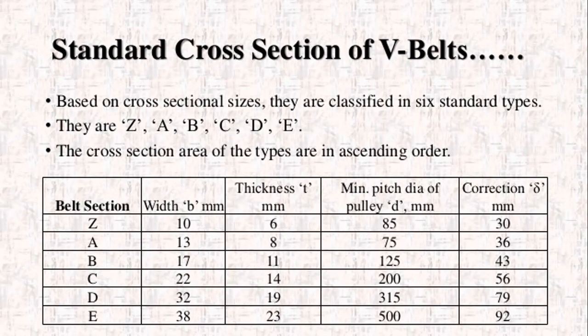The cross section area of the types are in ascending order. You can see it in tabular form, the different types of the cross section of the V belts. First one is the type of the section, that is the belt section. In total we have six types of belt sections here.